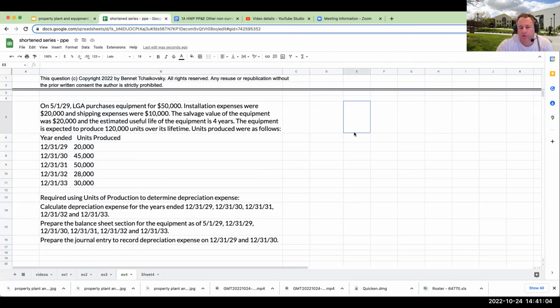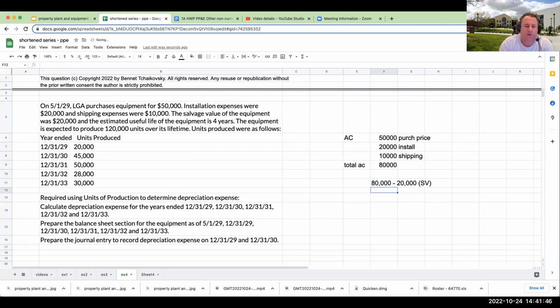Let's first figure out the acquisition cost. We purchased equipment for 50, installation was 20, and shipping expenses were 10. So my acquisition cost is going to be 50,000 plus 20,000 plus 10,000. This 50 is my purchase price, this is the install, and this is shipping. When I add up these three amounts, this gets me to $80,000. My salvage value is 20,000, so I've got 80,000 minus 20,000 salvage value.